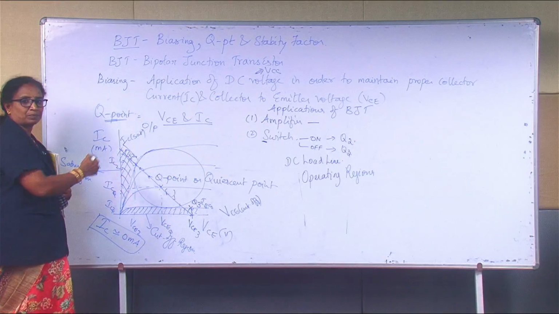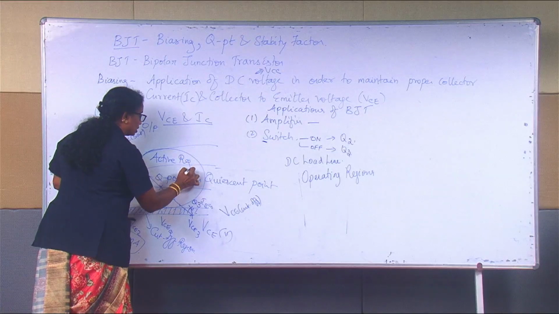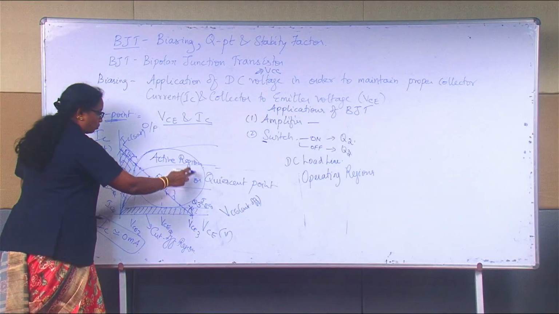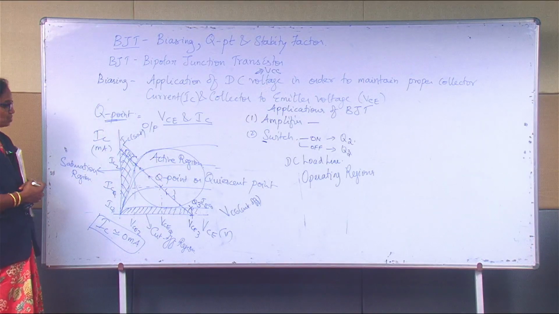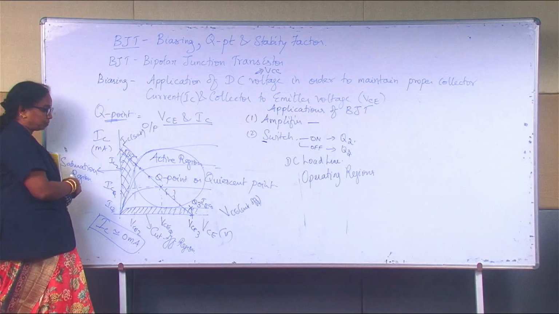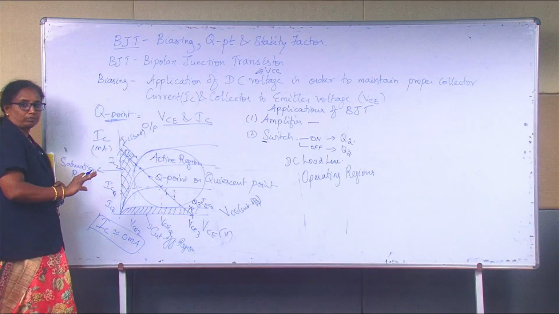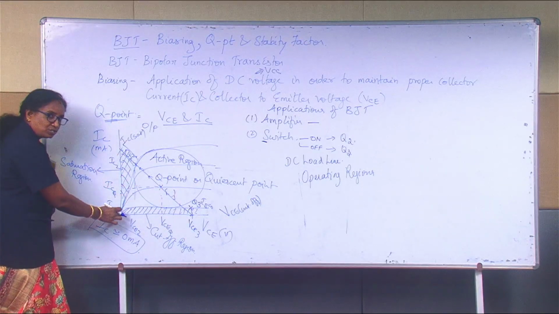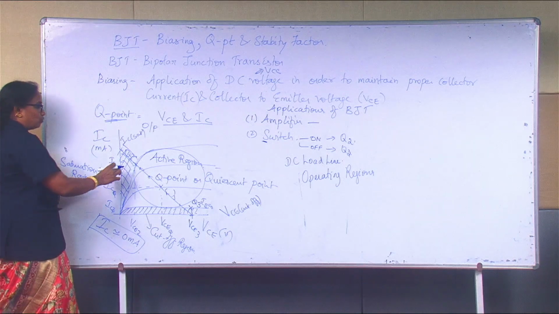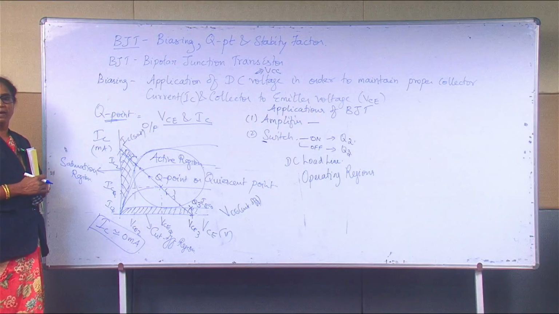entire region you say as the active region. So, what will you say about the active region is the transistor will behave in a linear manner. If you take the cutoff region, the transistor collector current is completely off. If you take the saturation region, the collector current is maximum. If you take this active region, the collector current is proportional to the base current.